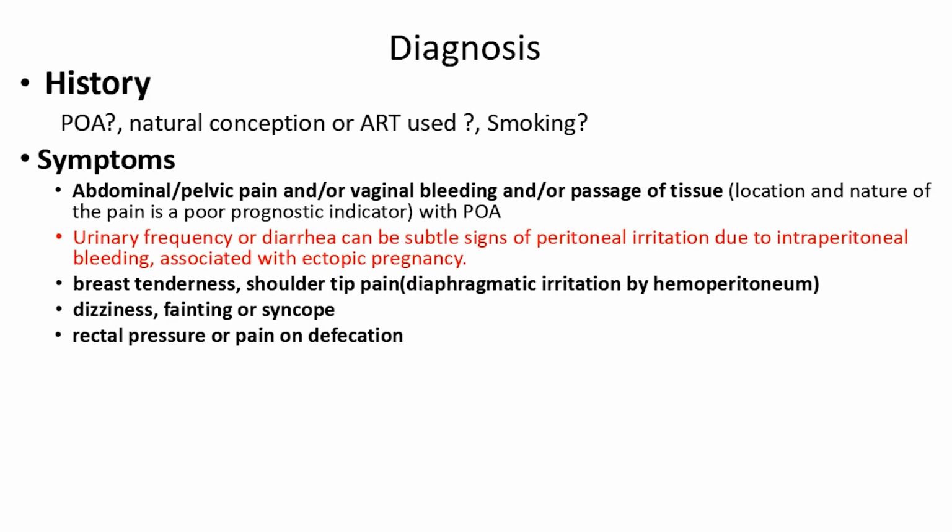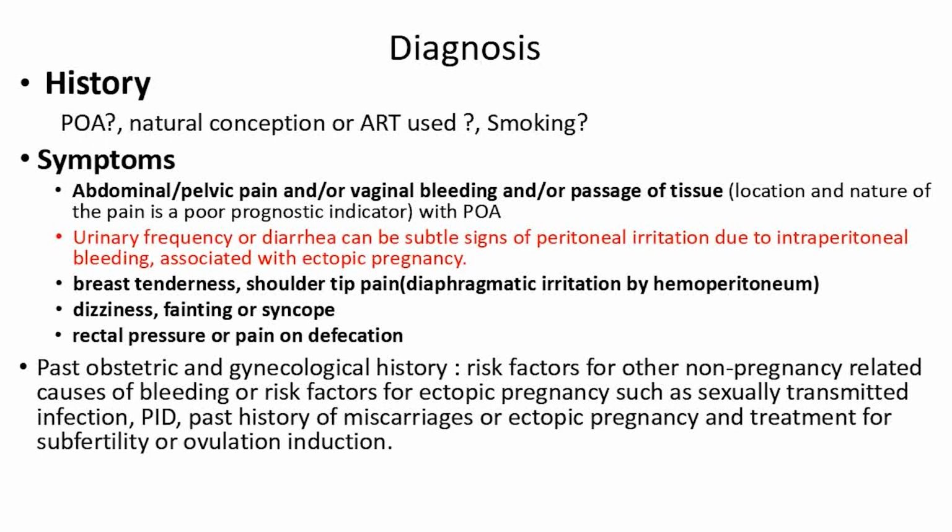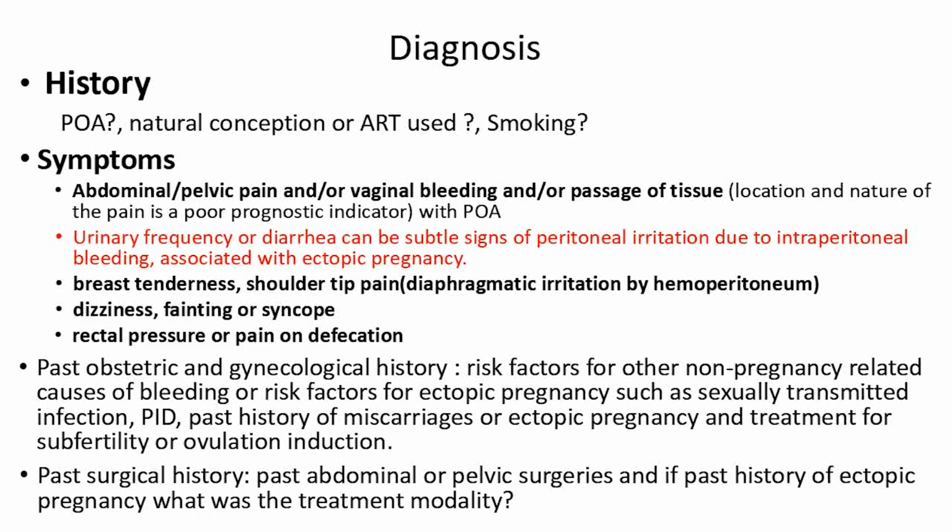How to diagnose ectopic pregnancy? In history: period of amenorrhea, natural conception or assisted reproductive technology use, smoking, and signs and symptoms. Clinically, ectopic pregnancy often presents with lower abdominal or pelvic pain, amenorrhea and abnormal vaginal bleeding. Shoulder tip pain may indicate intra-abdominal bleeding due to diaphragmatic irritation.